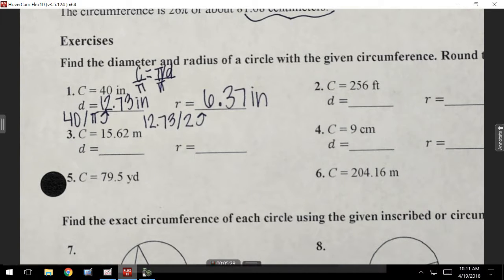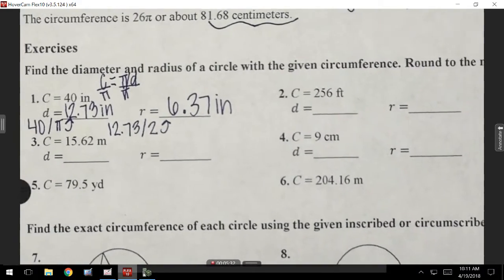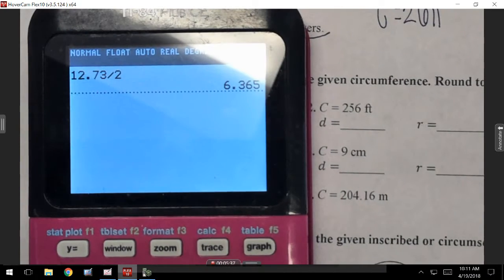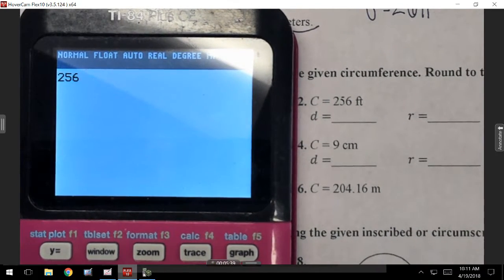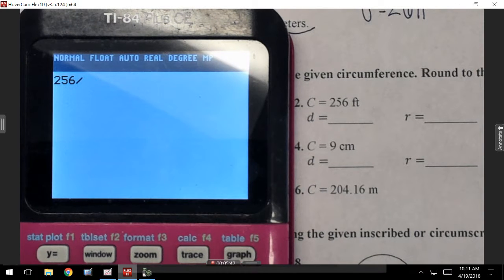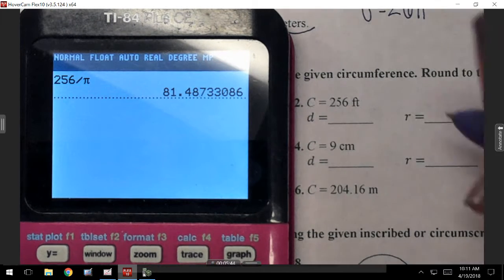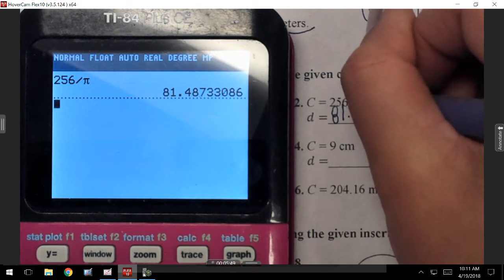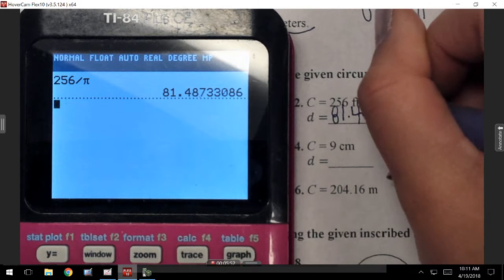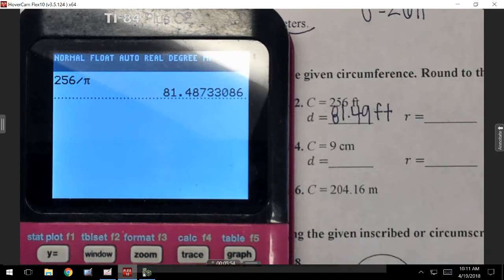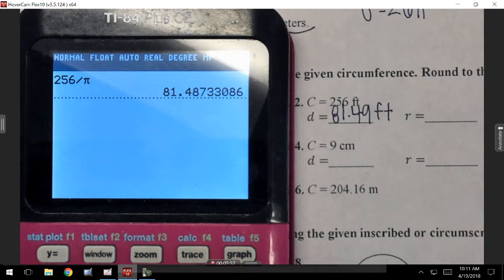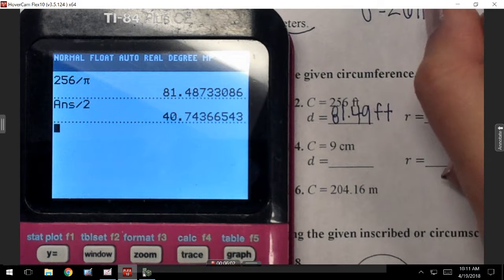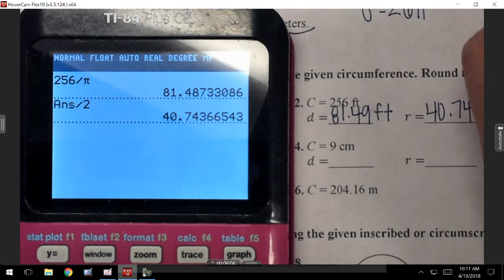Okay? All right. Will you do number 2? I'm going to do this one with you again. Okay, so number 2. I would do 256 divided by what? Pi to get the diameter. So how would you round this? 81.49. Good. So the diameter is 81.49 feet in the middle of the circle. And then how do I find the radius? Divide that by 2. So I get 40.74 feet.